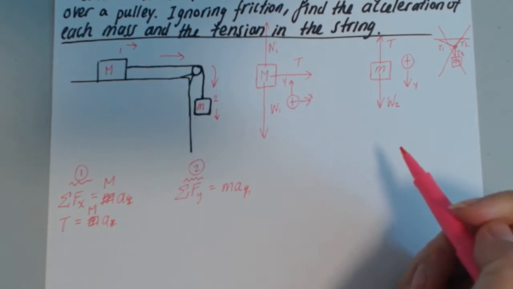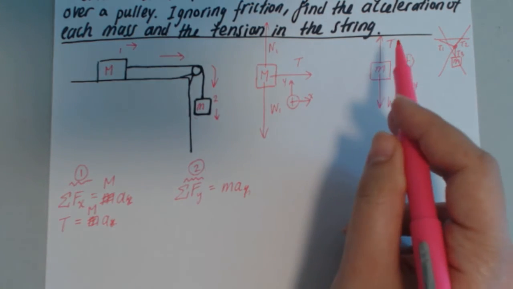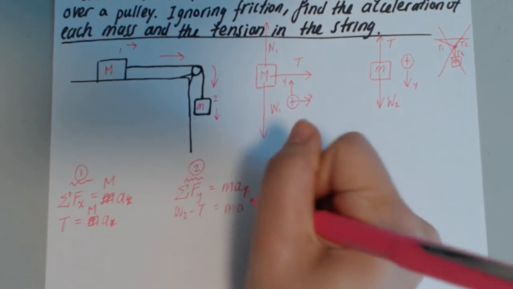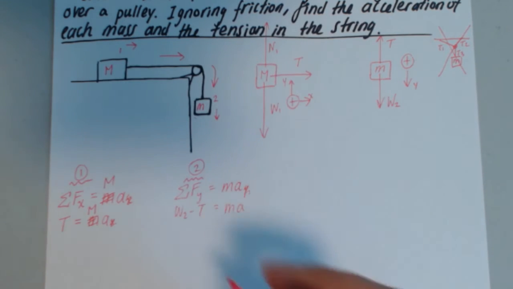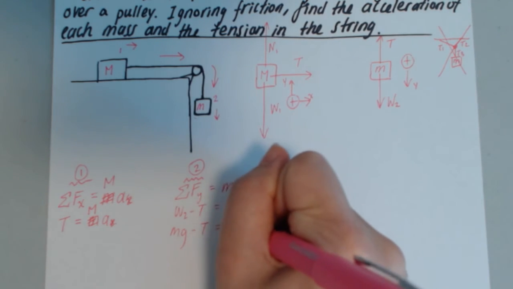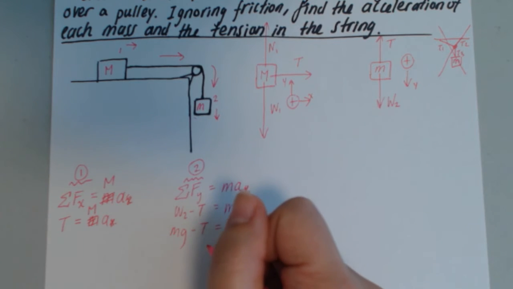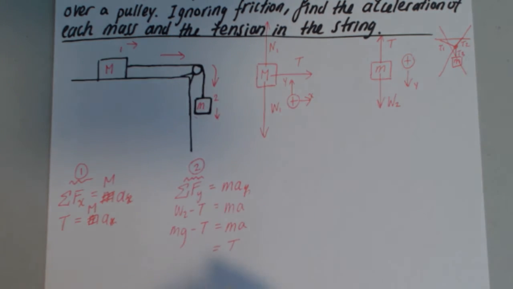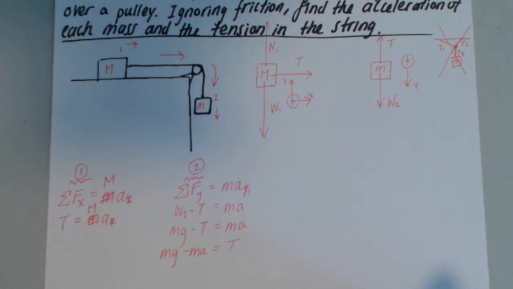Really, the only reason I put y here or x here is so that I know for myself I'm dealing with certain directions. So in the y direction, I've defined down to be positive, so that's W2 minus T is equal to ma. And this is the correct m since we're dealing with the lowercase m mass here. Weight is mg. We'll keep that lowercase, so mg minus T is equal to ma. Why don't we isolate for T here and then set the two T's equal to each other. So T is equal to mg minus ma.